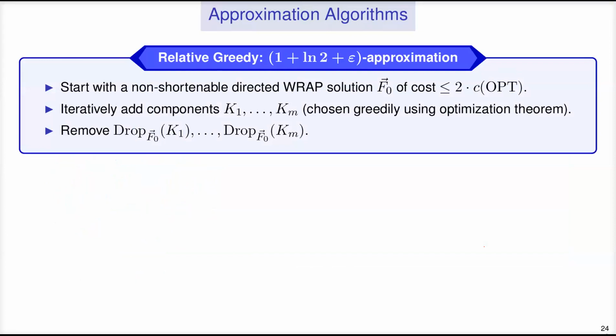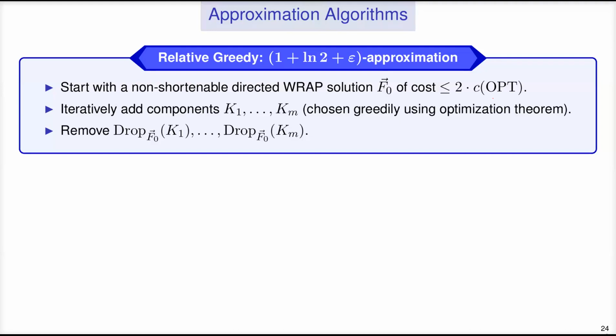Putting together the optimization and the decomposition theorem, you can get the first procedure that will be factor 2, a relative greedy procedure. We start with a non-shortenable directed WRAP solution. The cost will be at most twice the cost of OPT. Let's assume it's precisely twice the cost of OPT. We really have to make an improvement to beat factor 2. Then we iteratively add components using that optimization theorem. We find a component that minimizes the cost of the component divided by what you can drop, replace that part, and keep going.